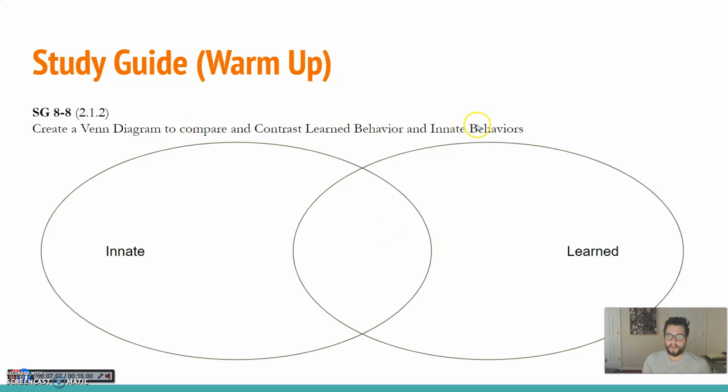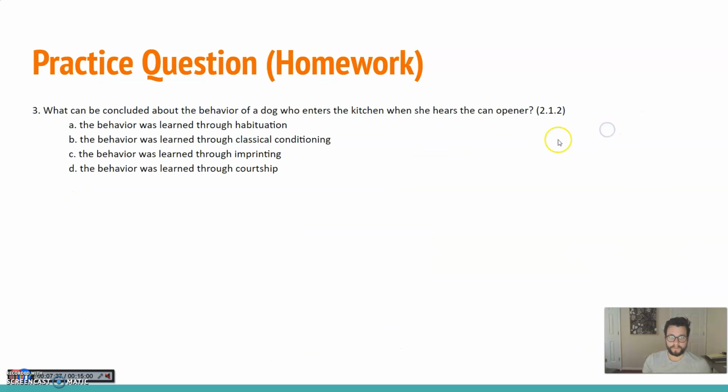So learned and innate behaviors. Innate are the instinctive ones like migration, estivation, hibernation. Learned are the ones that happen during the lifetime. So like the classical conditioning where you learn to associate a sound or a smell with something else. That sound means danger. This smell means food. But they're both behaviors. They're both behaviors that are adaptations to help an organism survive or reproduce.